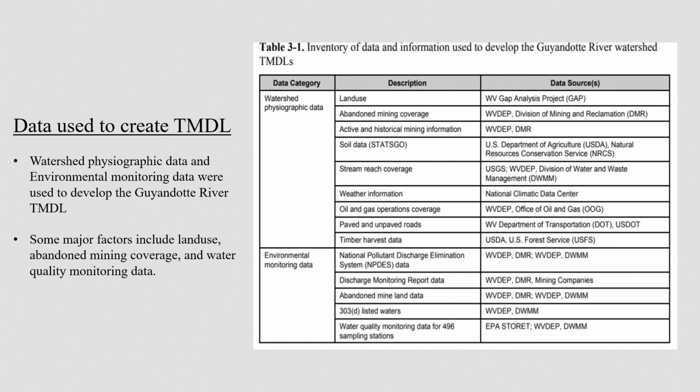This is the data used to create that TMDL. The inventory of data and information used to develop the Guyandotte River watershed's TMDL. We have the description being land use, abandoned mine coverage, etc. The data category would be watershed physiographic data as well as environmental monitoring data. So the data used was the watershed physiographic data as well as the environmental monitoring data to develop this TMDL, and then we have some major factors including land use and abandoned mine coverage, which is listed in that table.